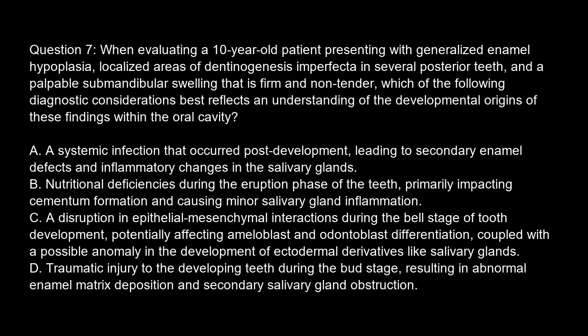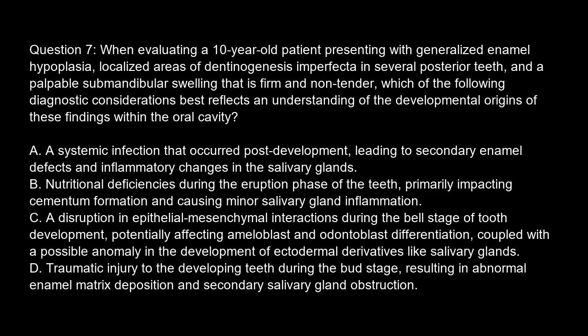Question 7. When evaluating a 10-year-old patient presenting with generalized enamel hypoplasia, localized areas of dentinogenesis imperfecta in several posterior teeth, and a palpable submandibular swelling that is firm and non-tender, which of the following diagnostic considerations best reflects an understanding of the developmental origins of these findings within the oral cavity? Option A.